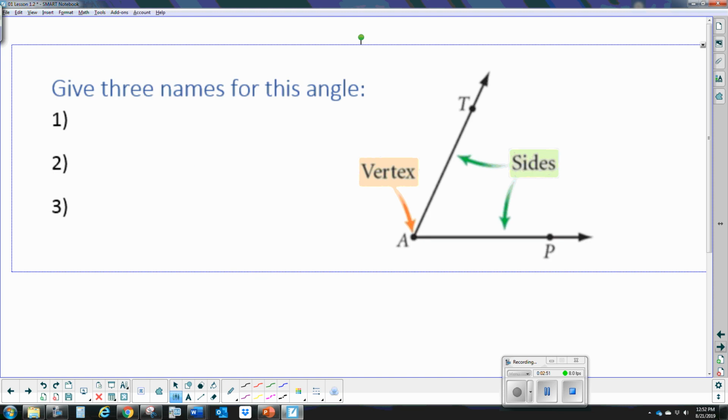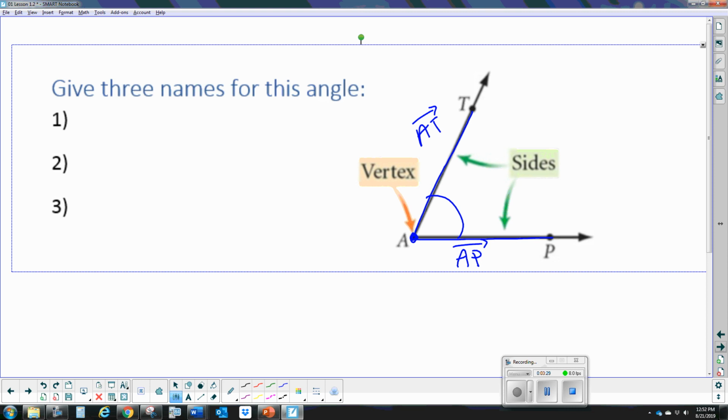So if you look at this example, we can see the vertex is here, point A, that's the common endpoint of the two rays. And the two sides of the angle are the rays. So this is side AT, and this is side AP. And again, those sides are made up of rays. So we're going to name the same angle. We're talking about this angle right here. We're going to name it three different ways. When you name an angle, the vertex always has to be the center.